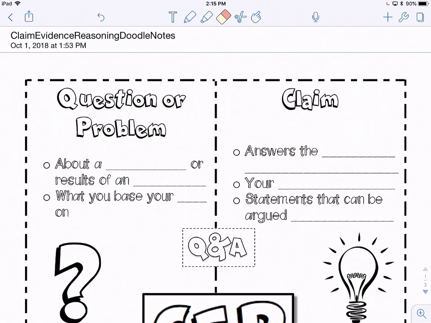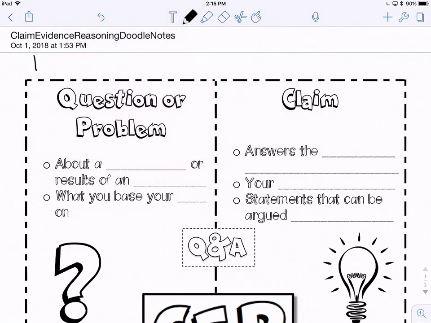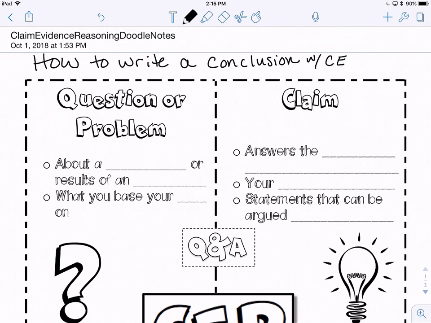So let's talk about claim evidence reasoning. You can title this page in your notebook, how to write a conclusion. Okay, and we're going to use it specifically writing a conclusion with CER format.